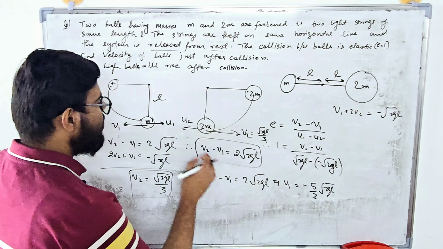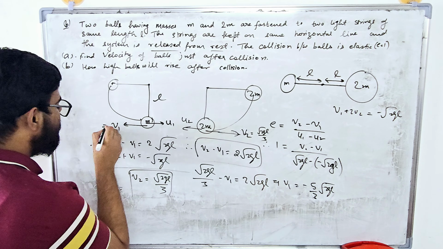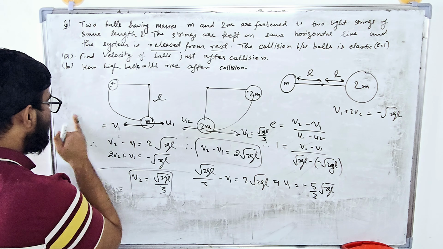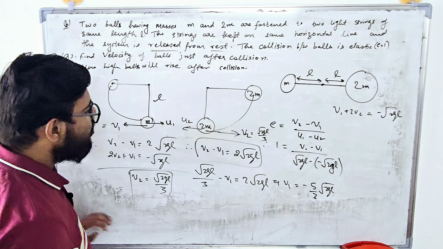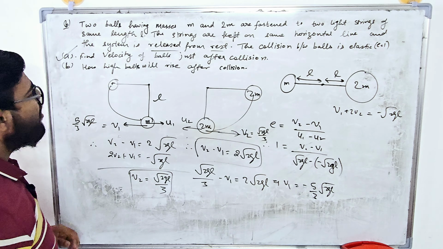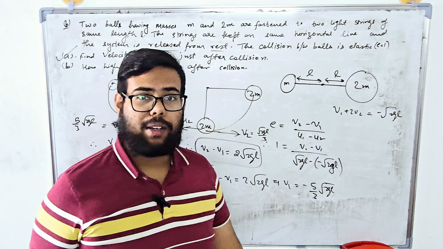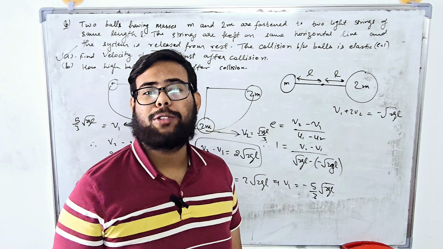The negative sign just tells the direction, so it means that we have assumed the direction as this. So it is the correct direction, so the speed is equal to 5 by 3 root 2gl, right? So we have found out the velocities just after collision. So the first part is done. Now the second part is a bit tricky because in this we have to apply the concept of vertical circular motion. So let's see that.